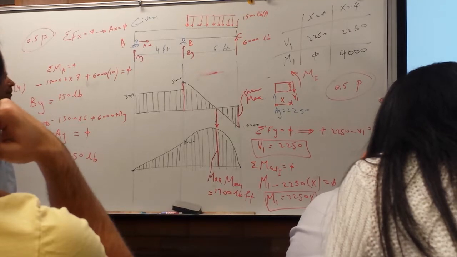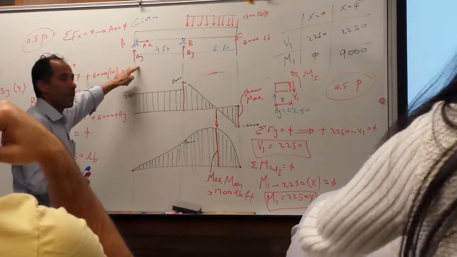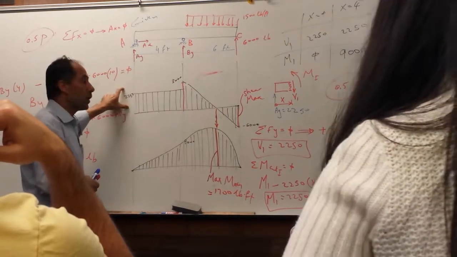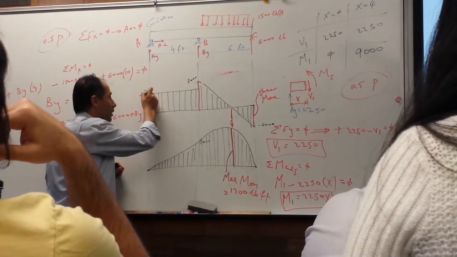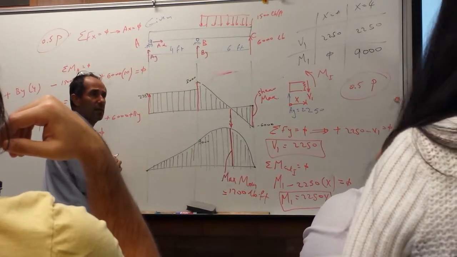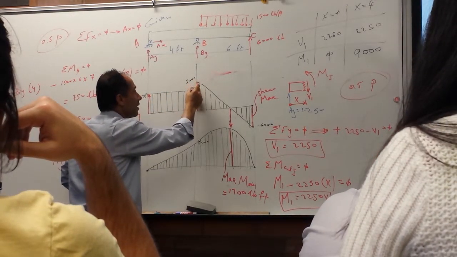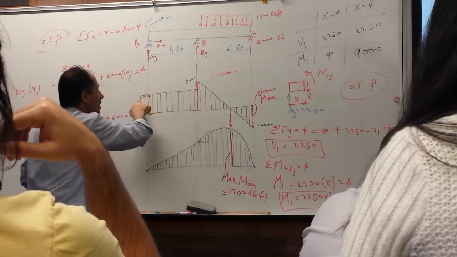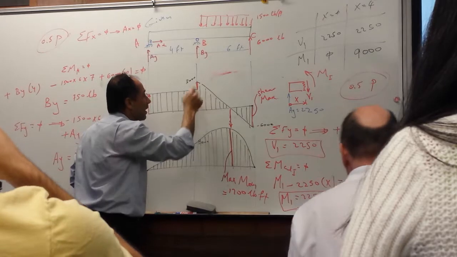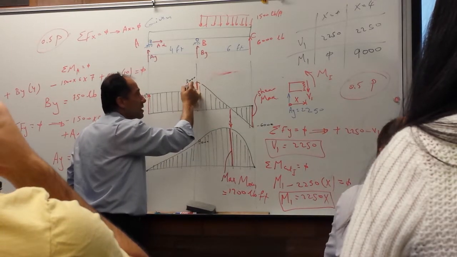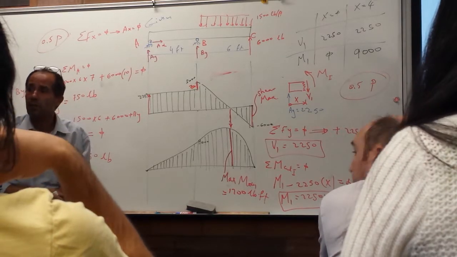Okay? Now check your work. I start here with Ay, 2,250. Starting from the 0, I go up 2,250. Correct? No changes. Then I go up again. What is this? This is 3,000 minus 2,250. This value here in red is 750. Do I have a concentrated force of 750?